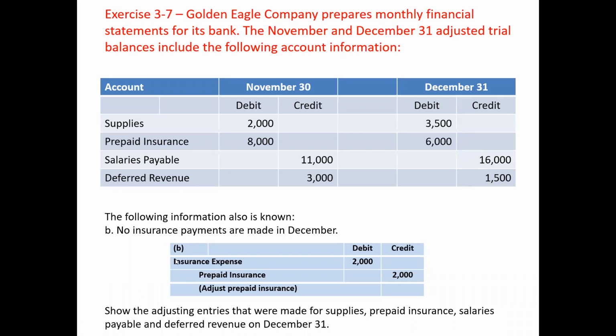no insurance payments are made in December. So we started November 30th with $8,000. If December 31st, we show 6,000 and we didn't buy any insurance during the period, what does that tell us? It tells us $2,000 of insurance was used up, has expired. Insurance is paid with the passage of time.